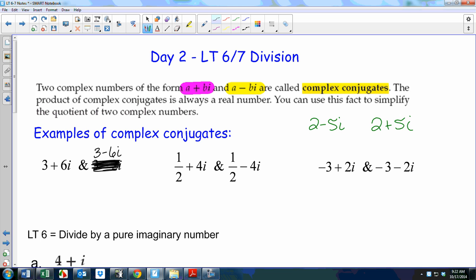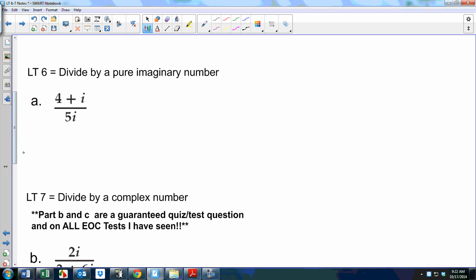So you get it, right? Why are we talking about it? Because when you divide imaginary numbers or you divide complex numbers, learning target 6 is dividing pure imaginary, 7 is dividing complex. You're going to need that fact. All right. Division's a little weird. Adding, subtracting, and multiplying was natural yesterday. Whatever you felt like you should do was what you should do. All right? Division, not the case.